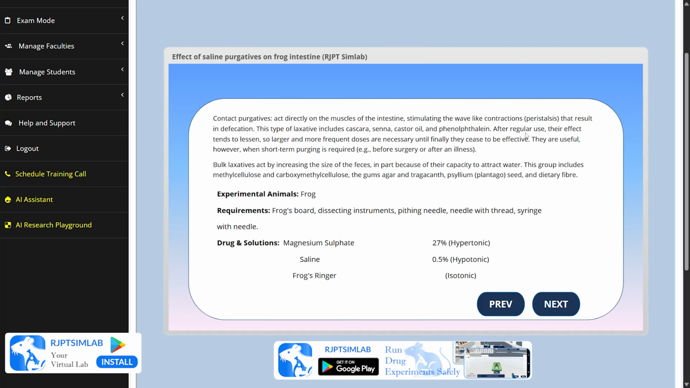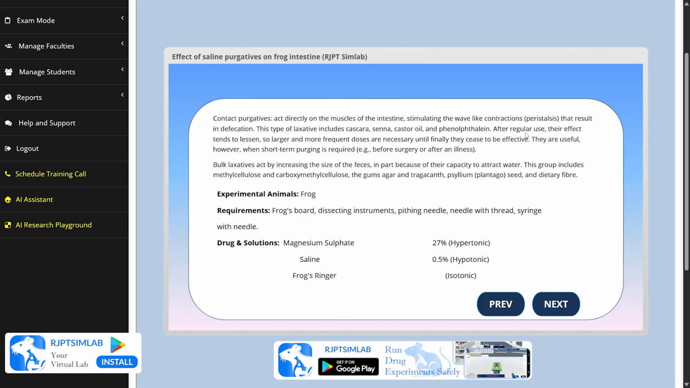So they are useful, however, when short-term purging is required. So these are used when a short-term effect is required, for example, before surgery. So before surgery, these drugs are given so that instant or short-term action of these purgatives is seen, or after an illness because the body is weak. So the patient needs contact purgatives for that.